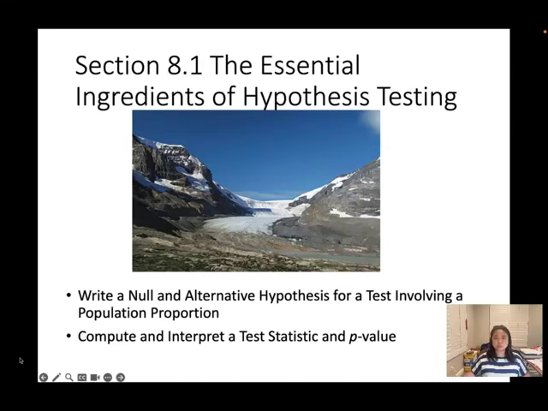Session 8.1: The Essential Ingredients of Hypothesis Testing. For this session, we're going to learn how to write a null and alternate hypothesis for tests involving a population proportion. In the next sessions, we're going to talk about how to do hypothesis testing involving a population mean, and also learn how to compute and interpret a test statistic and p-value.